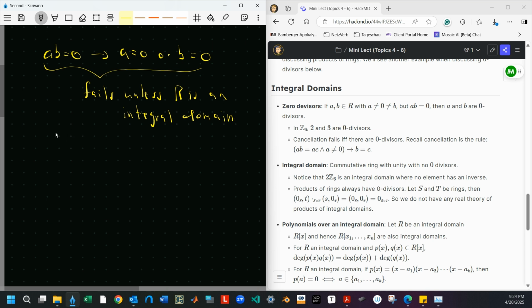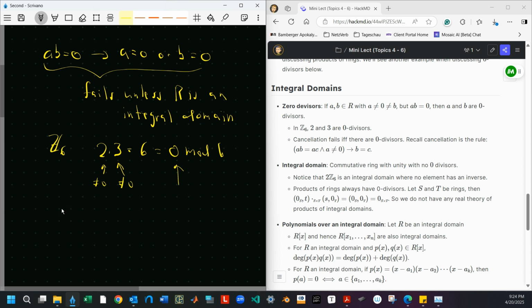So a good example to keep in mind, we've looked at Z12 above, so if we look at Z6, just to make it a little bit simpler, we have, for example, that 2 times 3, now clearly 2 is not 0, and 3 is not 0 in Z6, right? But this is 6, and that is 0 mod 6. Right, so Z6 is not an integral domain, right?